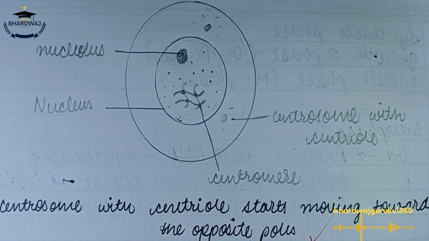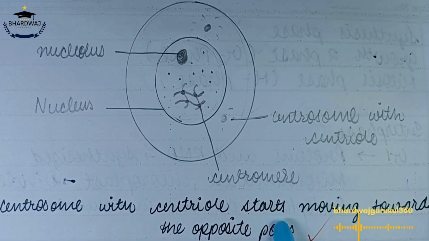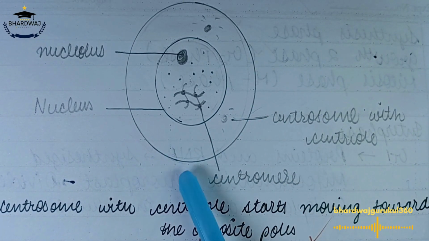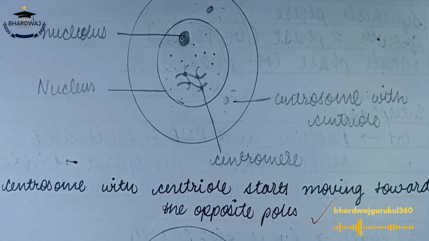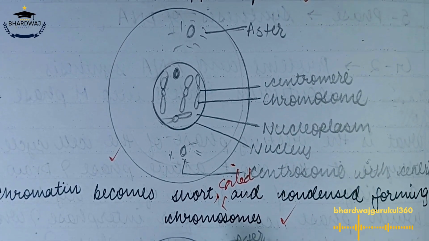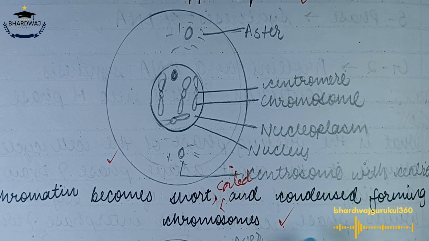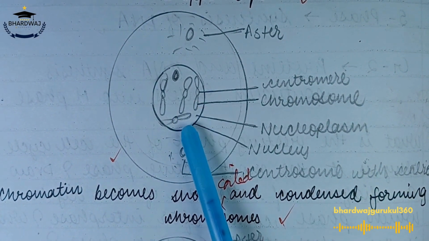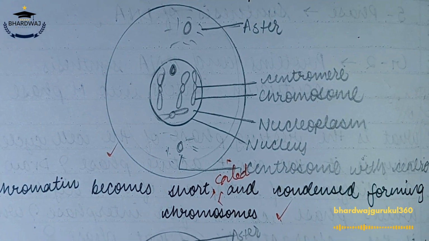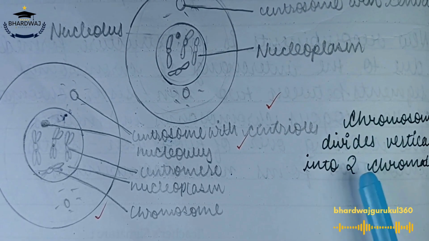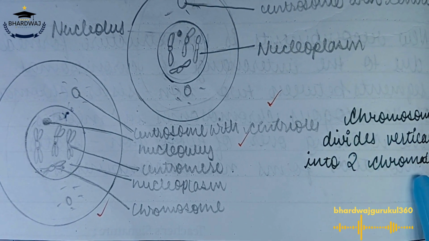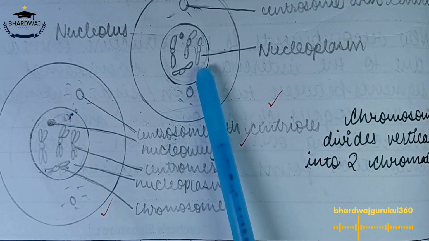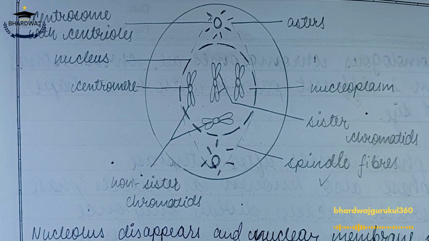Now in the second step, the centrosome with centriole starts moving towards the opposite poles, as you can see in this animal cell's diagram. Next, chromatin becomes short, coiled and condensed, forming the chromosomes. You can see in the nucleus the chromosomes are formed which were earlier chromatin. In the third stage, chromosome divides vertically into two chromatids. Now the chromosome splits vertically and forms these chromatids.